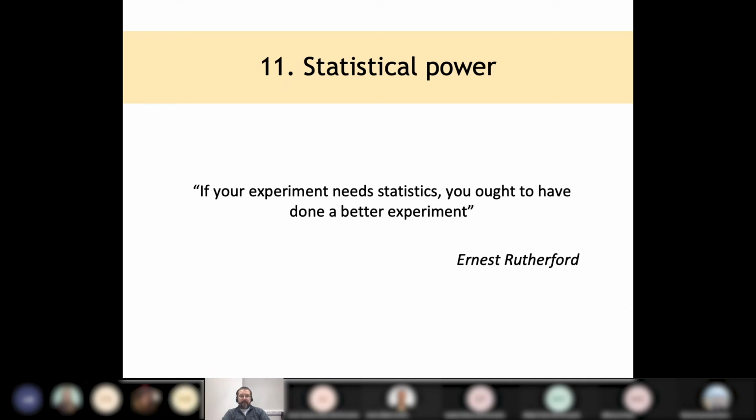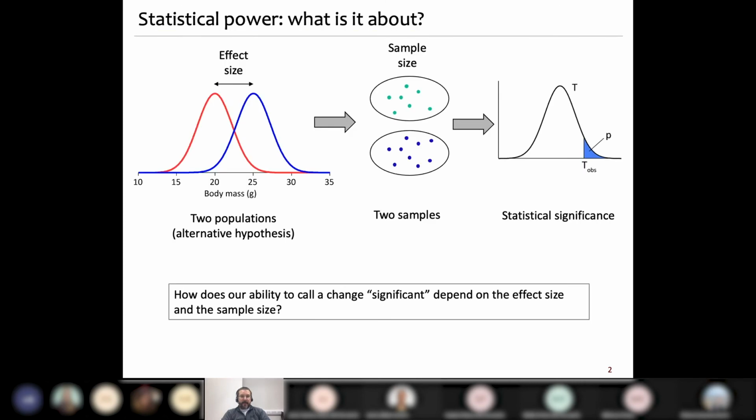Today we are going to talk about statistical power. This is a cartoon figure showing what statistical power is about. And this time, apart from the null hypothesis, we are also going to consider an alternative hypothesis where there is an effect. You can imagine this as having not one, but two populations of mice with different mean body mass. And the difference between these two populations is represented by an effect size.